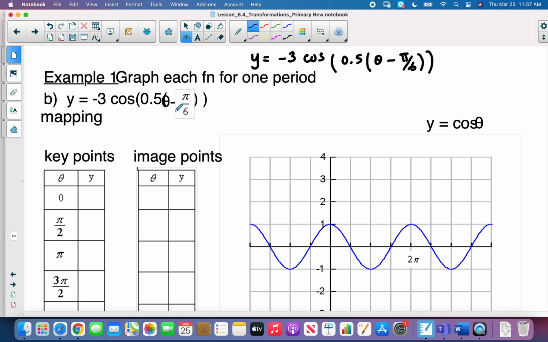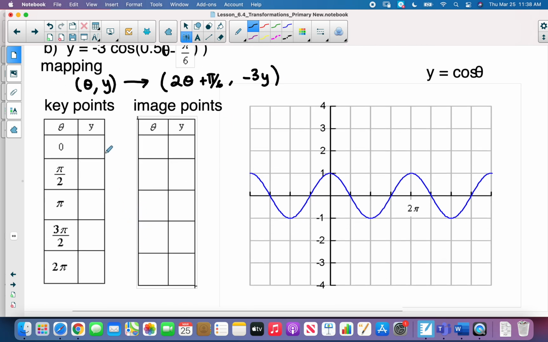Okay, so we're going to now do the mapping. Our original pre-image function is theta comma y, and we can see that there are changes made to it based on these transformations. Our horizontal ones are going to be 1 divided by 0.5, which is 1 divided by half, which is 2 theta, 2 times theta, and it's moved pi over 6 radians to the right. So 2 theta plus pi over 6 for our horizontal changes. And our y values get multiplied by -3. There's no vertical shift, so it's just -3y. So that is our mapping.